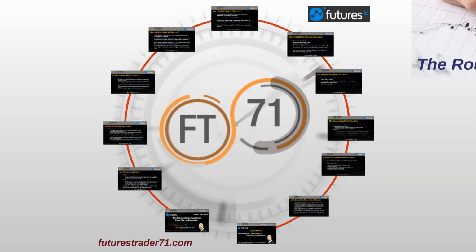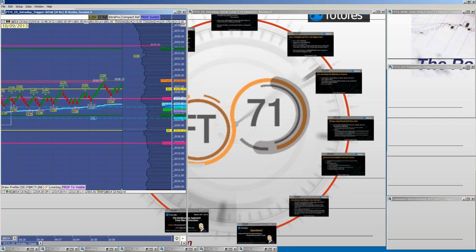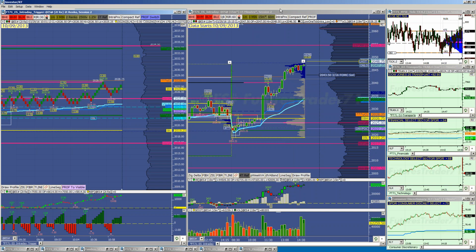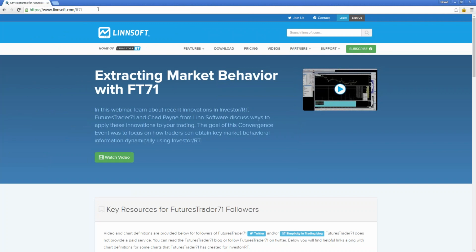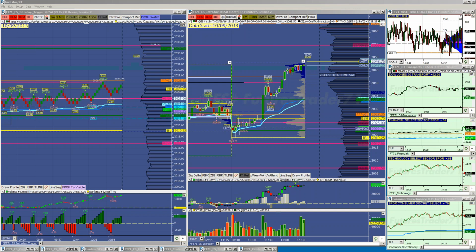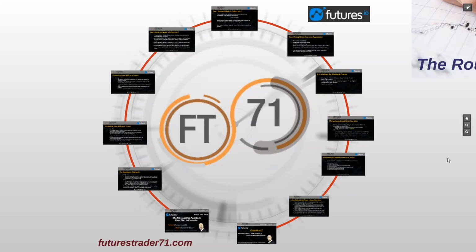What platform were you using when you were doing your charts? This is Investor RT by Linsoft. Just go to linsoft.com/FT71 and you can grab it from there. I think they have a trial, I'm not sure, but if you follow this link, then you would fall under a separate support group that is done especially for people who follow me in. So use that link if you can.